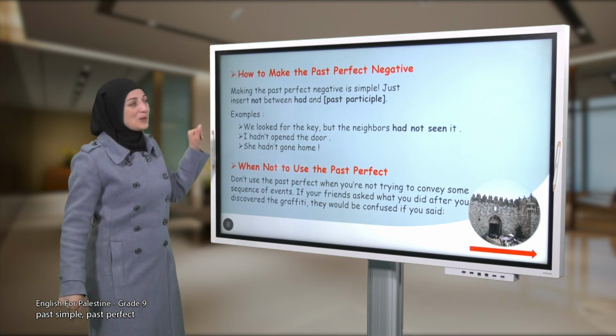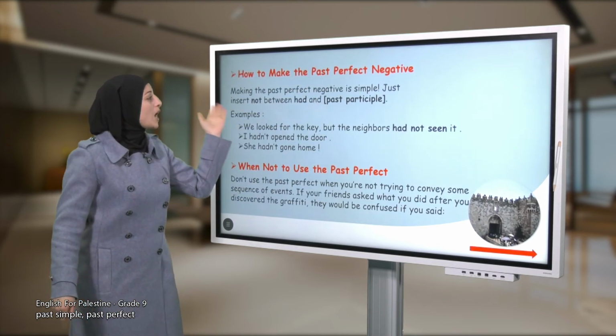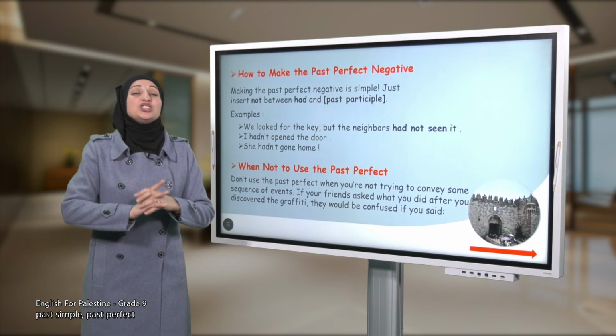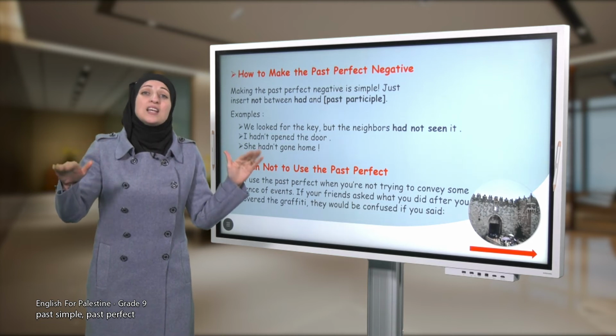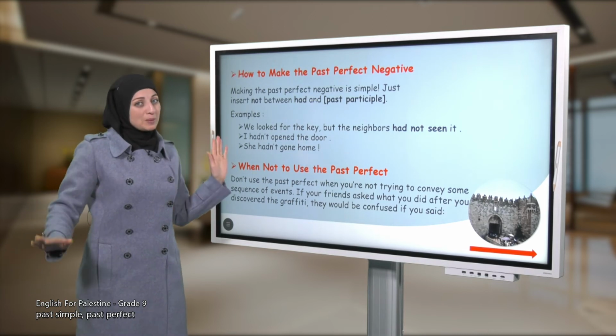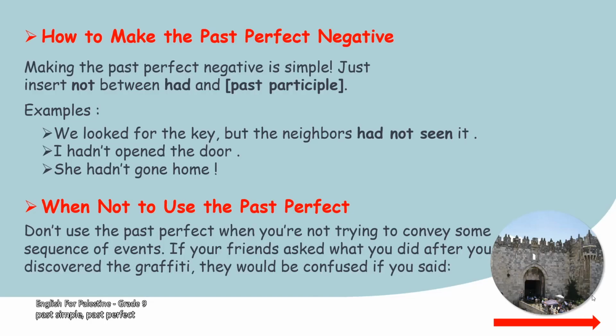Concentrate. Let's continue. Okay, now how to make the past perfect negative? It's easy. To make it negative, I just add not after had. Then I will add the past participle. Let's see an example. We looked for the key, but the neighbors had not seen it. The second one, I hadn't opened the door. Number 3, she hadn't gone home.